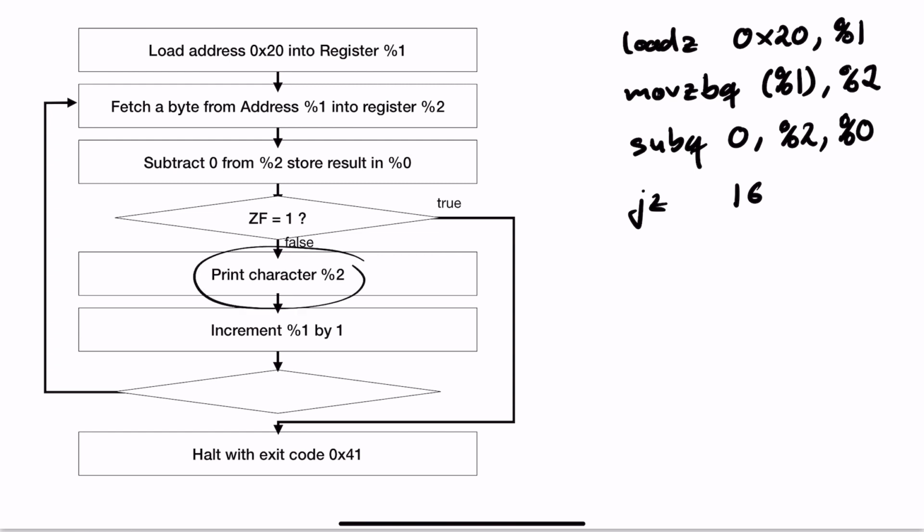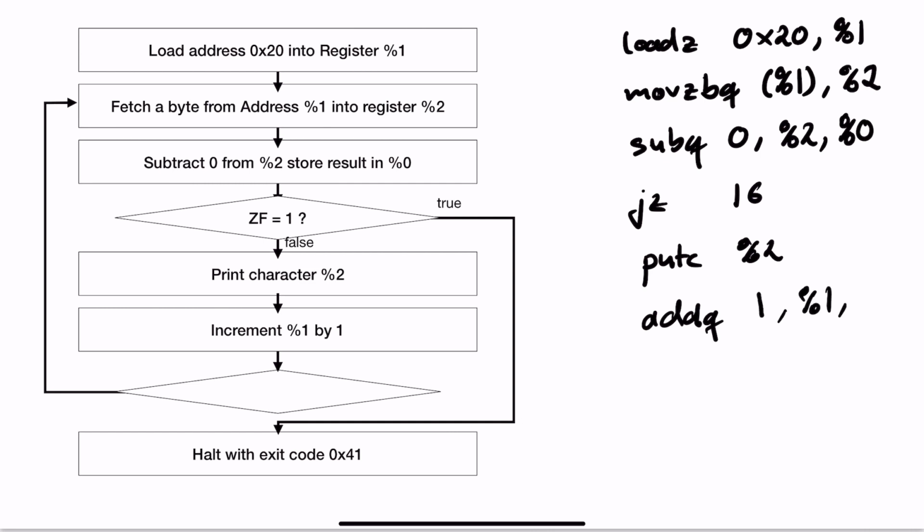This here is simple. You already saw that before. We want to print the character stored in register 2. That means in register 2, the low byte contains an ASCII value, and this will be printed out with putc %2. Incrementing register 1 by 1 means you can use this addq instruction. You have the immediate value 1, you add it to register 1, and you store it in register 1.